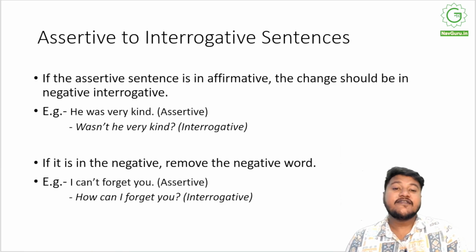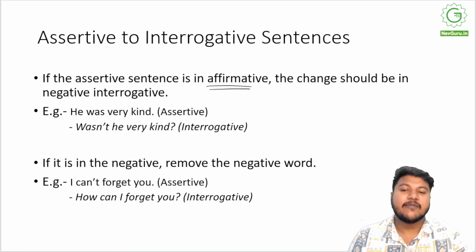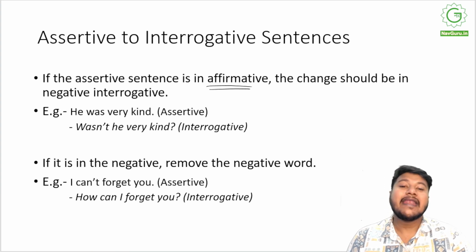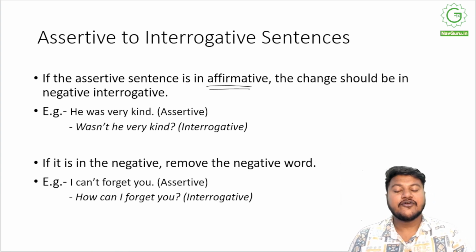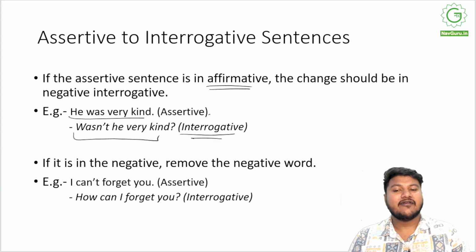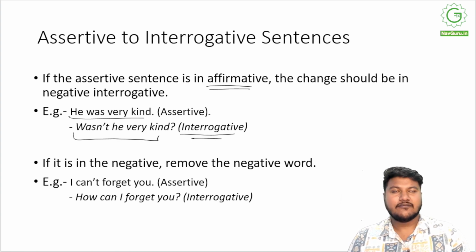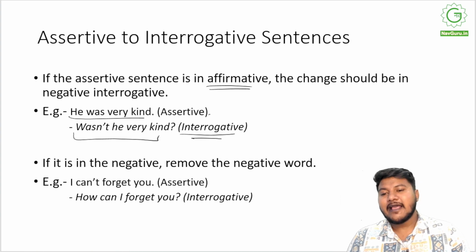Next up, from assertive to interrogative, right? Assertive sentences are sentences that are simply statements. So if it's an affirmative one, if it's a positive one, then the change should be in negative interrogative, if I'm changing to interrogative, right? So he was very kind. It's an assertive sentence. Wasn't he very kind? This is interrogative, right? We lost the match. Didn't we lose the match? Yeah? So this is what happens.